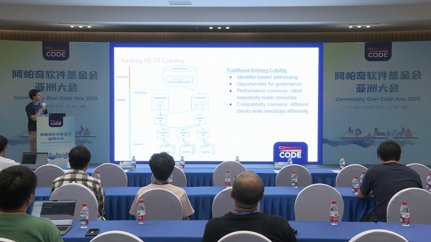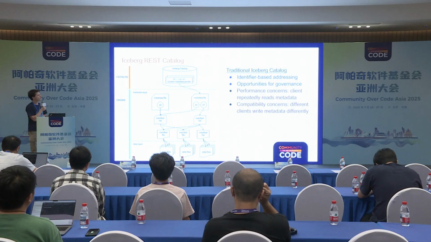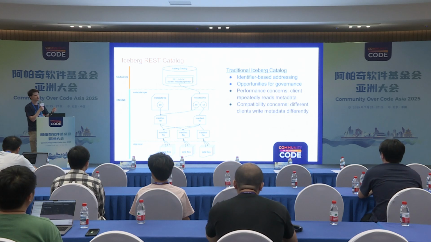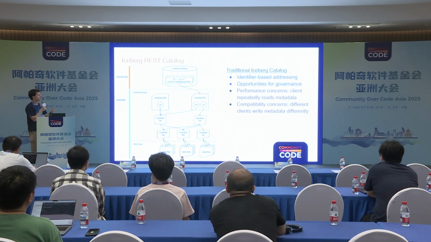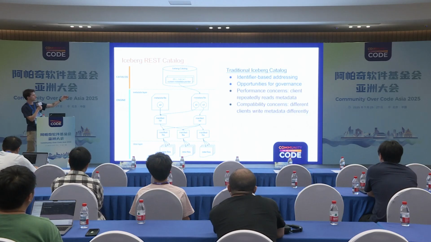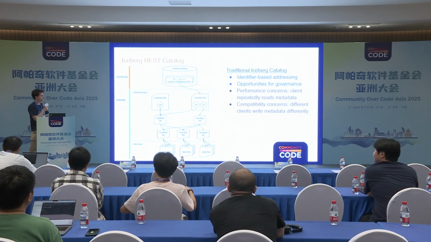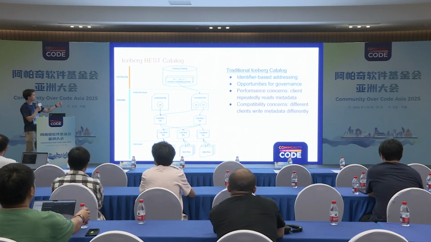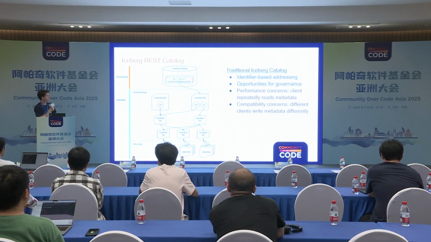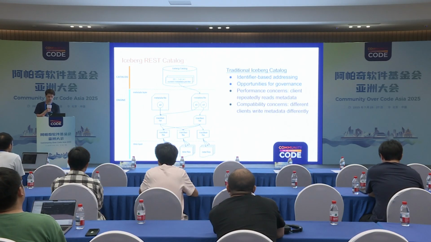There are also opportunities for governance because all of the clients are coming through this catalog. You have ways to restrict who has access to what data. You could, for example, have a lock on each table so that only one client can write each table at a time. So the traditional Iceberg catalog solved some of the problems with Iceberg, but it didn't solve all of them, right? We still have to load that metadata in the client. We still have compatibility concerns. And it's also very difficult to implement your own client because you have to write a client that knows how to read data files, knows how to read manifests, manifest list, and metadata.json.